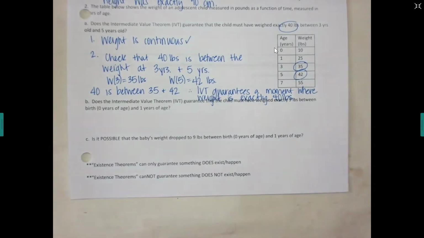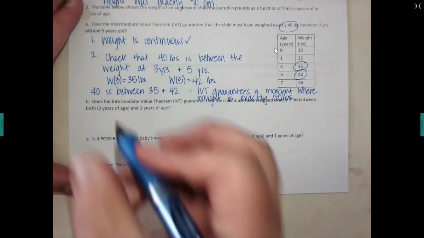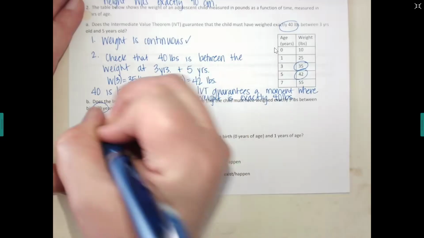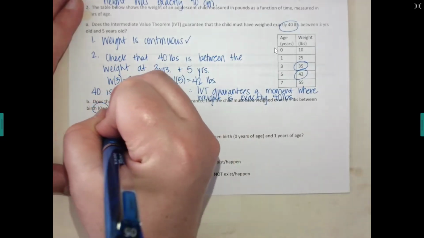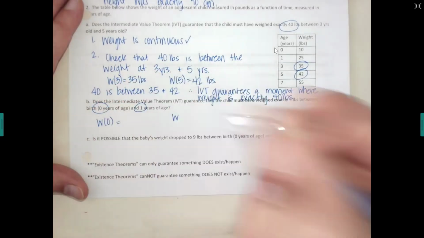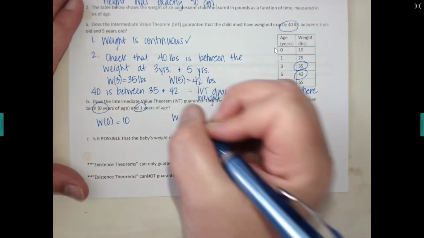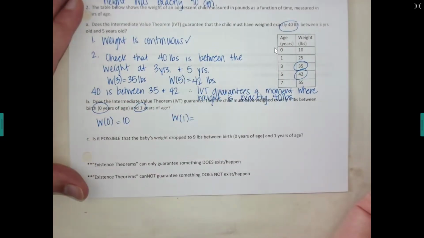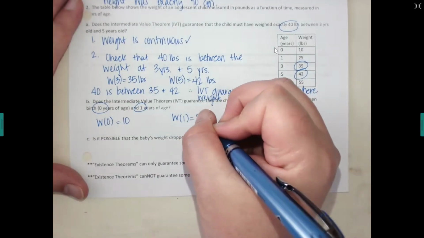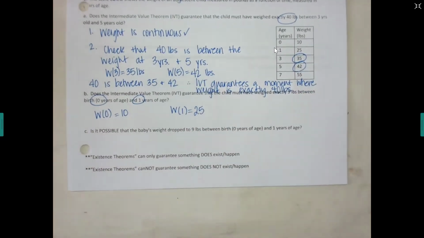Okay. For part B, we want to know if we can promise the kid would hit 9 pounds between 0 and 1. What is the baby's weight at 0? Okay, 10 pounds. And what's the baby's weight at 1? 25. And we want the baby to hit what weight for part B? 9. Is 9 between those?